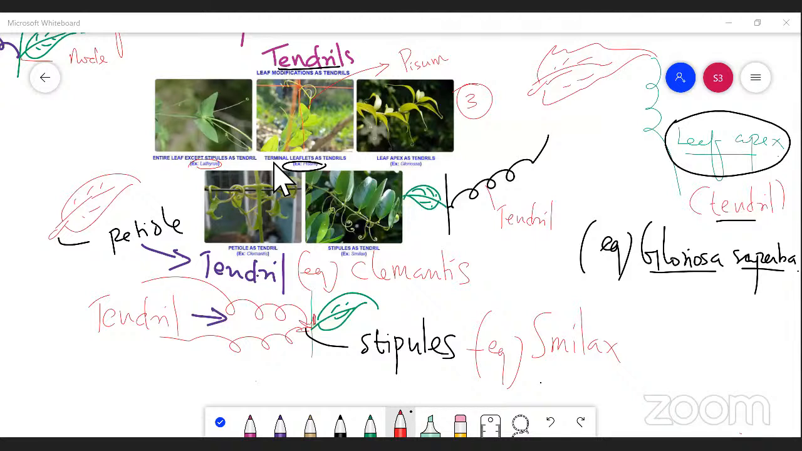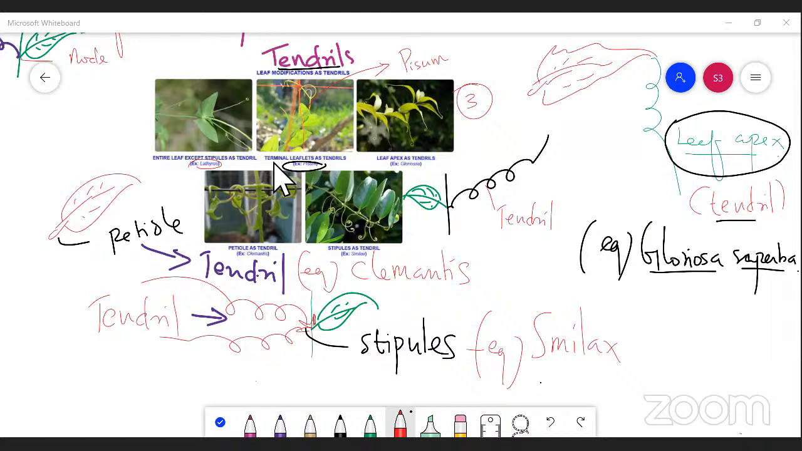May I ask you a question? Yes, sir. Could you give an example for tendril from a petiole? Clematis. Very good. Can you give an example for stipules modified into tendril? Smilax. Very good. Can you mention one where the leaf apex is modified into a tendril? Gloriosa. Very good.